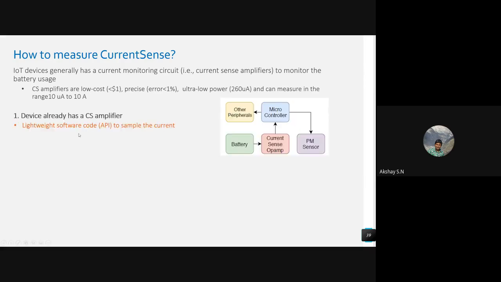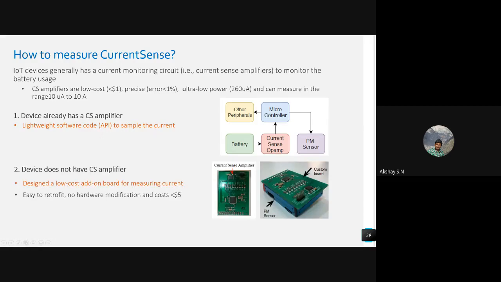So the first scenario is, if a device already has a current sense amplifier, all we need is just software code to measure the current. Imagine a scenario where your device does not have a current sense amplifier. In that scenario, we have designed a small PCB which measures the current. This is the current sense amplifier. You can attach this PCB to any sensor so that you get to know the current consumption.